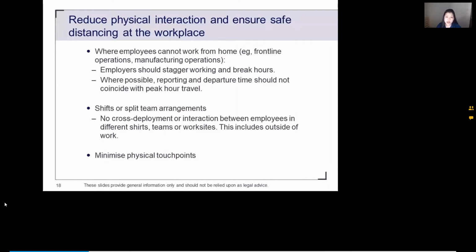Another thing is that employers should minimize the physical touch points where possible. So for example, if there's a switch that's required to be pressed to enter a specific area of the workplace and you're able to enable automatic access, you should try to do that to minimize areas of contact.